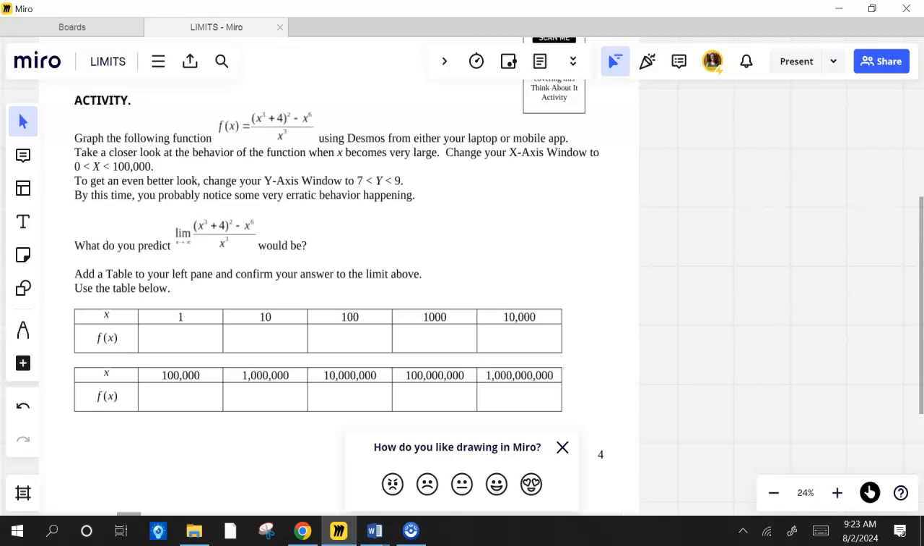What do you do? X max is what? Come on, X max. 100,000. Double the X. So do we have to find the asymptote?